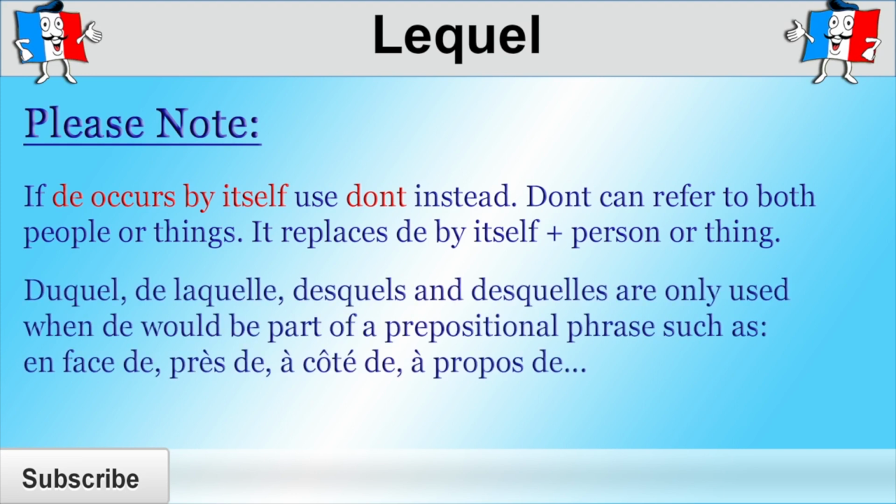Duquel, de laquelle, and desquels are only used when de would be part of a prepositional phrase such as en face de, près de, à côté de, à propos de, etc.